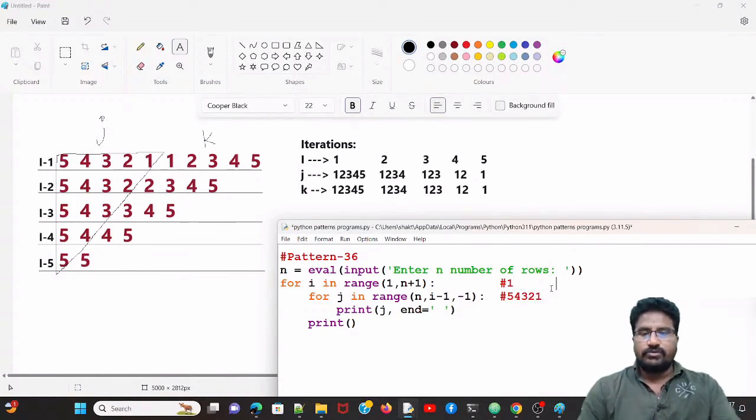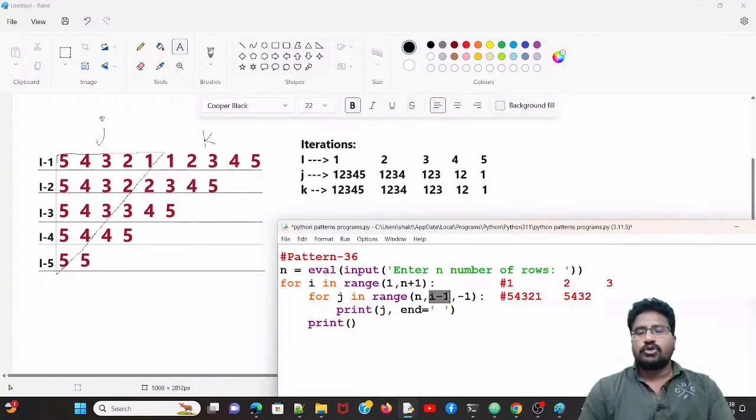Next, when I value 2, observe now. When I value 2, the n value is 5. Then 2 minus 1, 1. 1 before 2, so 5 to 2 will come. Means 5, 4, 3, 2. Next one, third one. If you take 3 minus 1, 2. 2 before, what comes now? 3 will come. 2 before 3 will come.